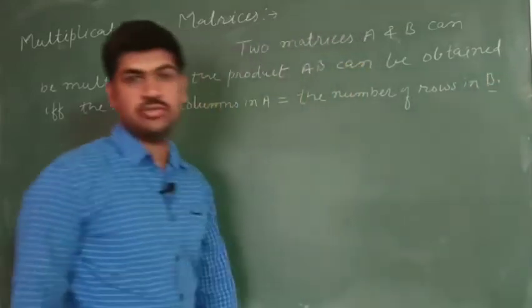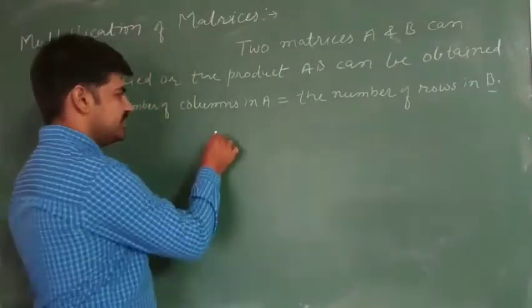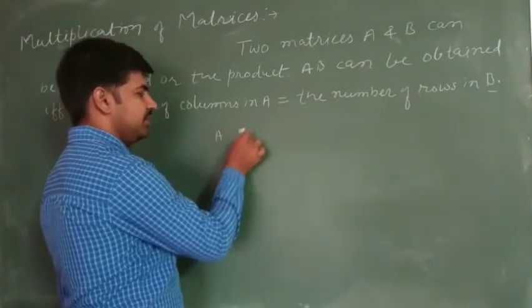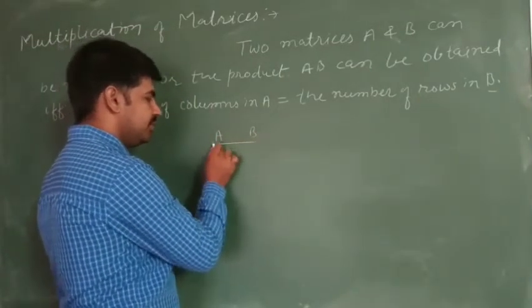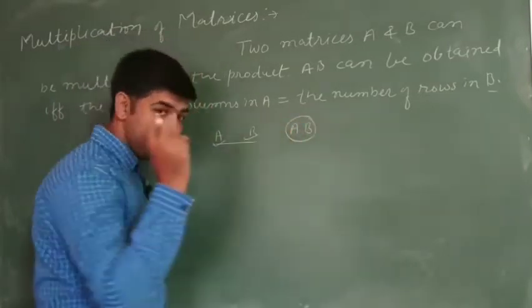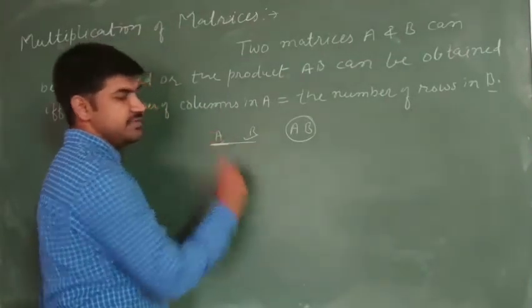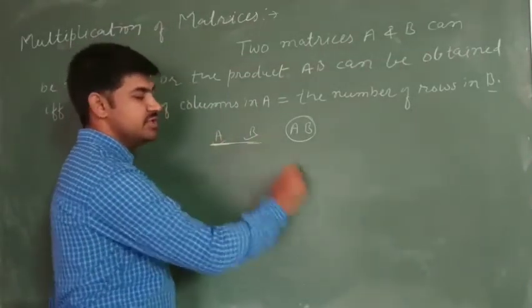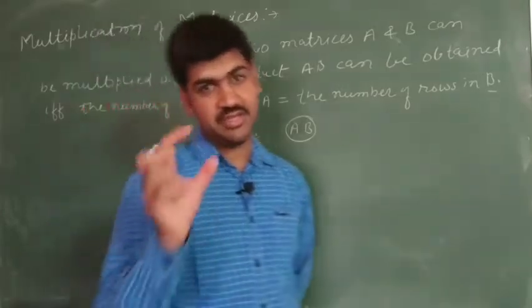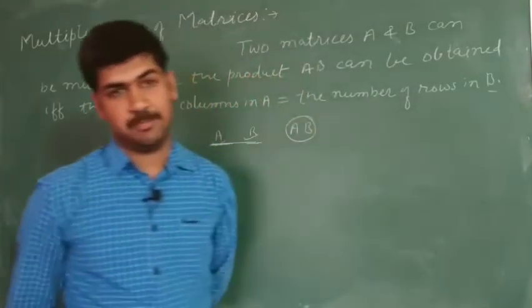This condition, students, you need to keep always in your mind, that two matrices A and B can be multiplied. Means the product of A and B, AB, can be obtained only in one condition, that is the number of columns in the first matrix is equal to the number of rows in the second matrix. This is the condition required for the multiplication of two matrices.